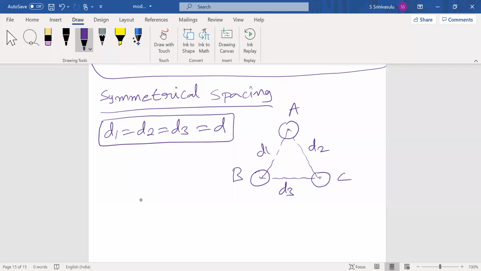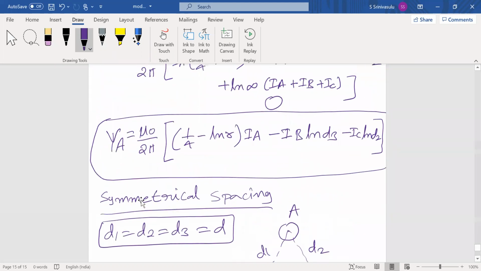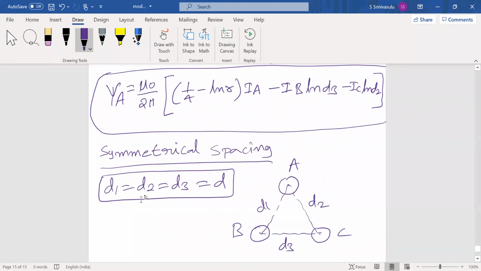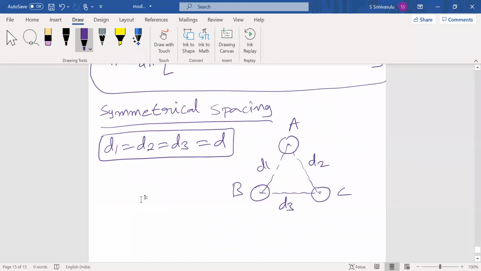There are two derivations, symmetrical spacing and unsymmetrical spacing. Just now we have done the above derivation: what is the total flux linkage of conductor A? They may be symmetrical, they may be unsymmetrical. We derived a generalized formula for the total flux linkage of conductor A due to all fluxes. Now again we can go for two types of derivations, one is symmetrical spacing, another is unsymmetrical spacing.